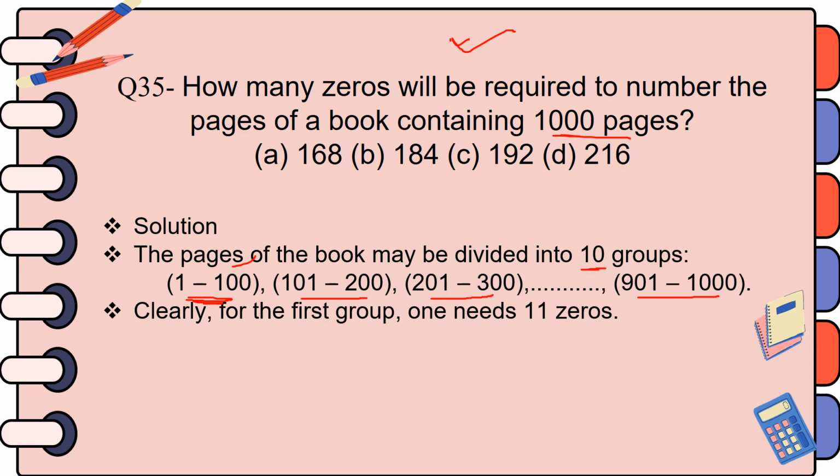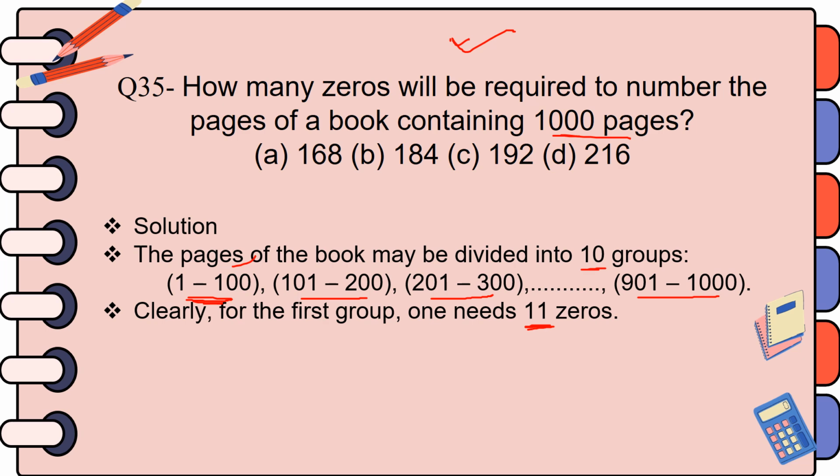For group 1, how many zeros are there? For group 2, for group 3, for group 4, up to group 10. For each group, count the number of zeros. Try to count, for example, the number of zeros from page 1 to 1000. How many zeros are there? Have you counted it? Okay. There are 11 zeros. How?